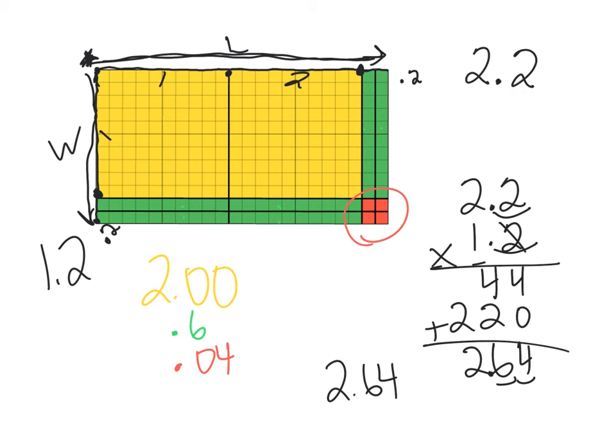So now, if I look at my problem and piece it all together, I could think of this: if I had 2 wholes plus 60 hundredths, or excuse me, 6/10, which could be 60 hundredths, plus 4 hundredths, which I saw at the end. If I add all that up, it looks like I get the same answer that I got as my multiplication problem. And again, all I'm doing is just piecing it apart.